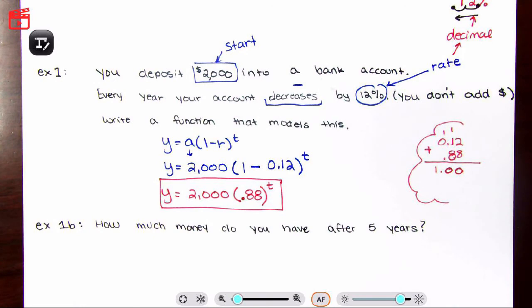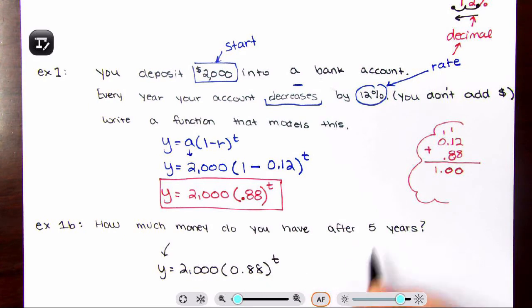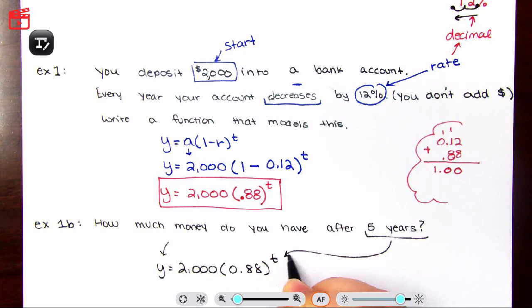Now, how much money do you have after 5 years? Now we're asking, if we start out with $2,000 and you are taking money out at 12% each year, how much money will you have after 5 years? Let's figure this out. Take your equation, y equals 2,000 times 0.88 to the T power. We now know how many years. Remember, T is in terms of years. So we have 2,000 times 0.88 to the 5th power.